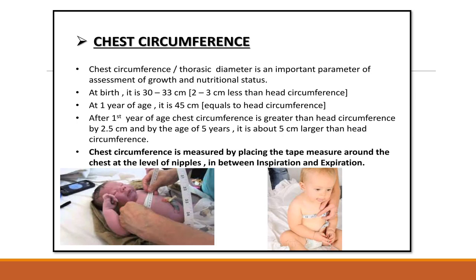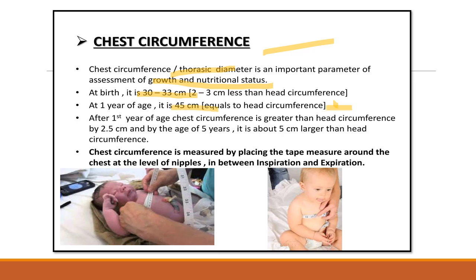Next one is chest circumference. How to assess chest circumference? Chest circumference or thoracic diameter assesses the growth and nutrition status. It's important. At birth, it is 30 to 33 centimeter, 2 centimeter lower than head circumference. At birth, chest circumference is less than head circumference, and at 1 year of age, it will be equal.